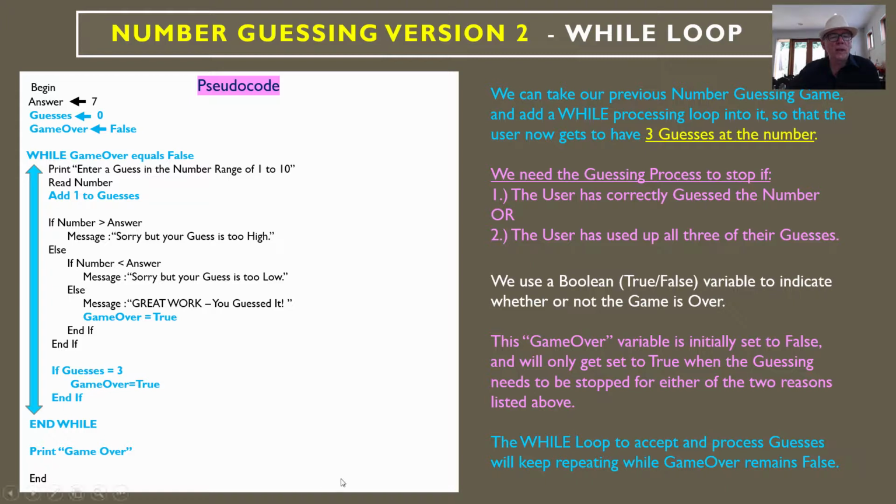So we use a Boolean true false variable. So we have while game over equals false. So we set it to false to begin with, and then when the game is over, we set it to true. So that's a Boolean variable. You would have seen that in our data types video. And the while loop will keep accepting and processing guesses while game over remains false.